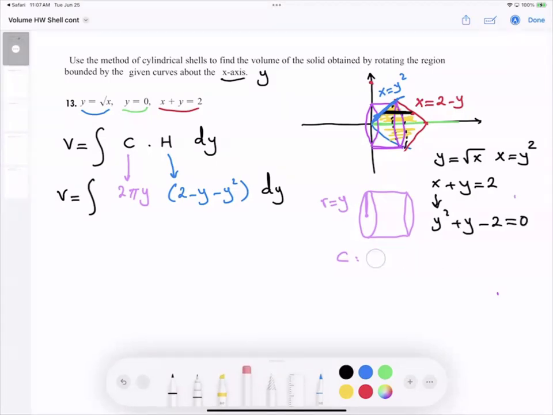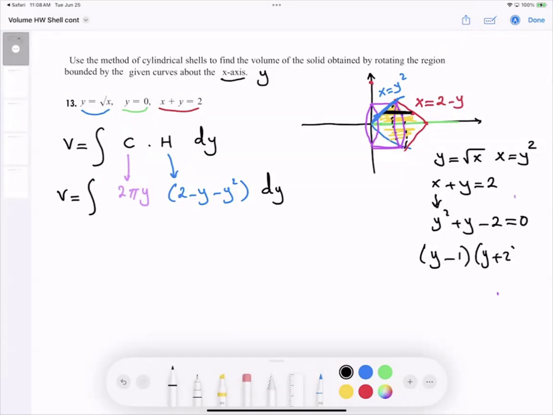So in turn, you can solve this quadratic equation. We're looking for two numbers whose multiplication is -2 and whose summation is +1. So here, y minus 1 times y plus 2, set equal to 0. So y is 1 and y is -2. But we don't need the negative value. The y ranges between 0 and 1.